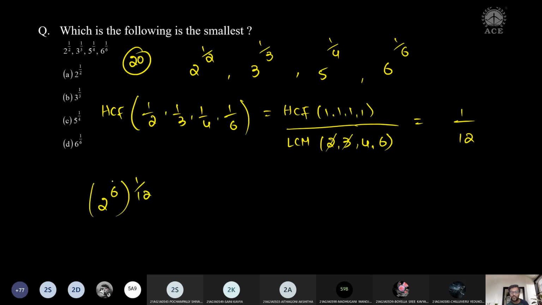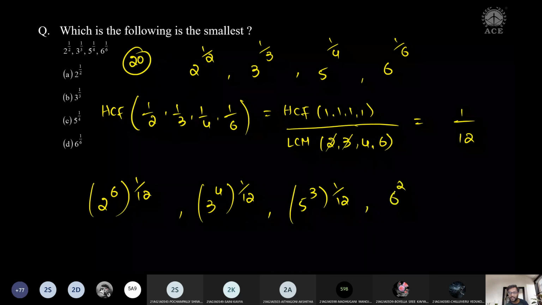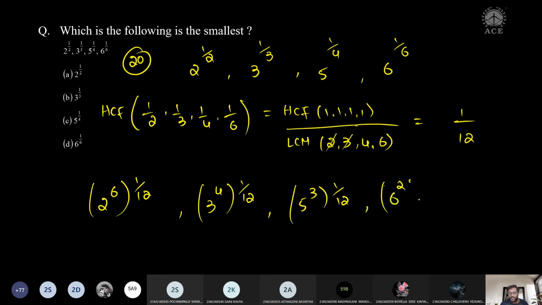Same thing, 2 power 1 by 2. Here if you want 12, 3 power 4 whole power 1 by 12. 4 by 12 is 1 by 3. 5 cube whole power 1 by 12. 3 by 12 is 1 by 4. And 6 square whole power 1 by 12. This is 1 by 6.